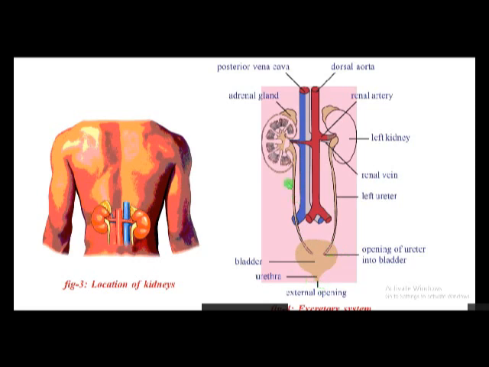And we know that we have two kidneys. The length of the kidney is approximately 10 centimeters, the breadth is 5 to 6 centimeters, and the thickness of the kidney is 4 centimeters.